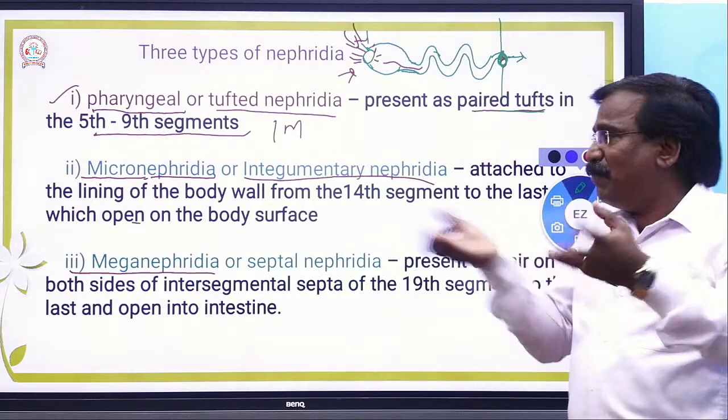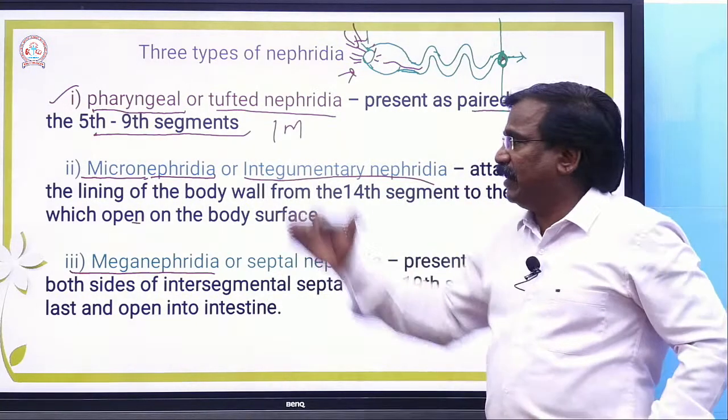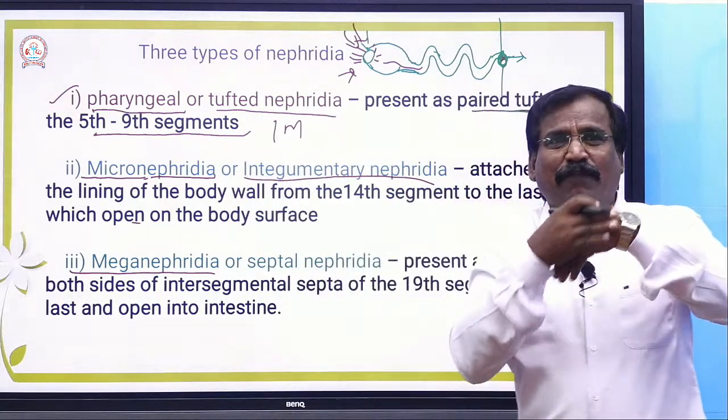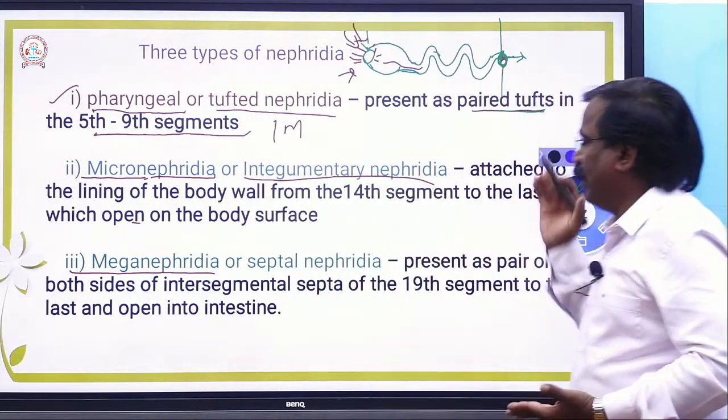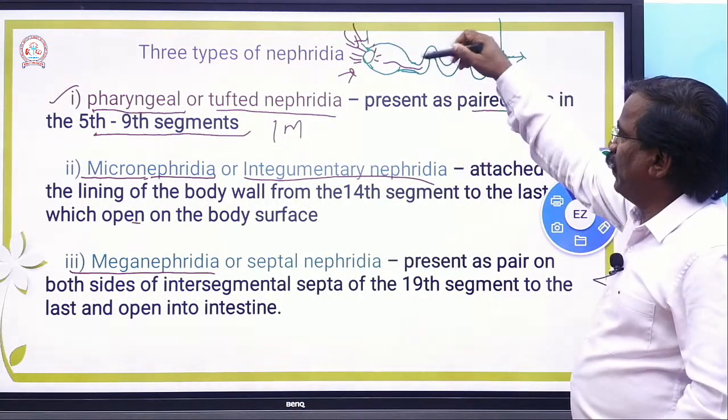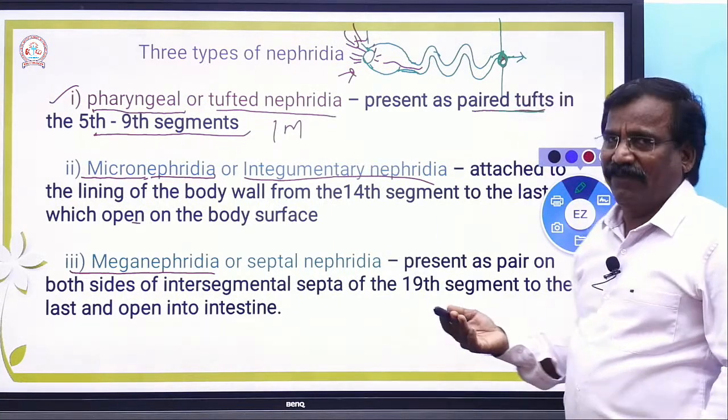Now, for a change, here we have nephridium. That is called micro or the integumentary nephridia. Since it is in the skin, it has to be small. All have the same structure, but slightly different.